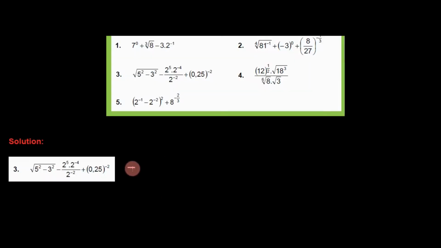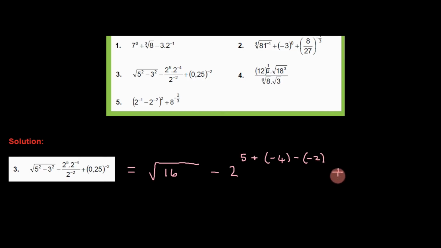In number 3, we first simplify under the square root. So 5 squared is 25, and 3 squared is 9, so 25 minus 9 is 16. Then, where we multiply here, we add the powers, and where we divide, we subtract the powers. So it's going to be 2 to the power of 5, plus negative 4, and then minus negative 2.